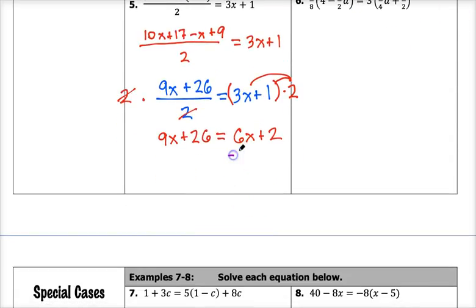I can subtract 6x from both sides, and that's going to give me a 3x plus 26 equals 2. And then finally subtract 26 from both sides. I get 3x equals negative 24, and dividing by 3, x equals negative 8.